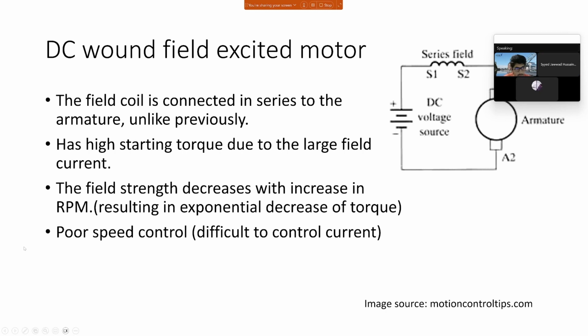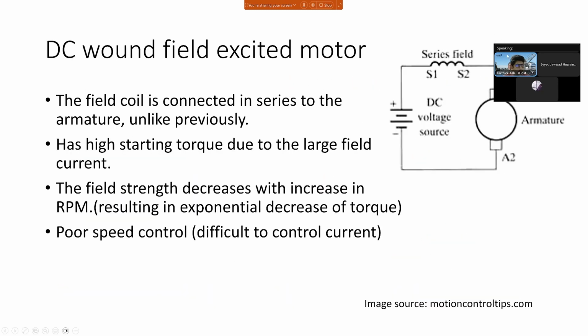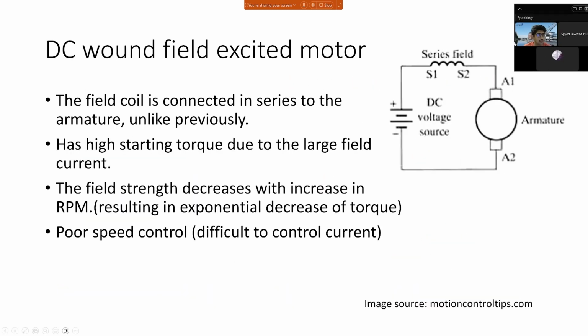So moving on to wound field excited motors. Here the difference is that the field is in series. It's not parallel. That's why it's called series field. So earlier in the shunt excited motor, it was in parallel. Like the field coil was in parallel with the armature. Here it's in series.